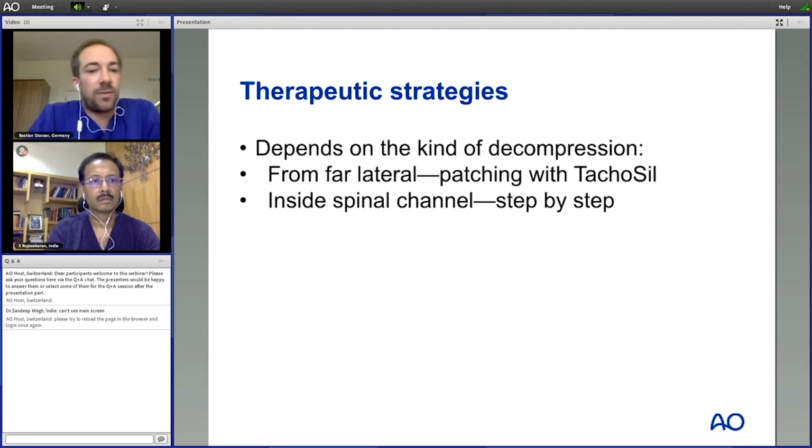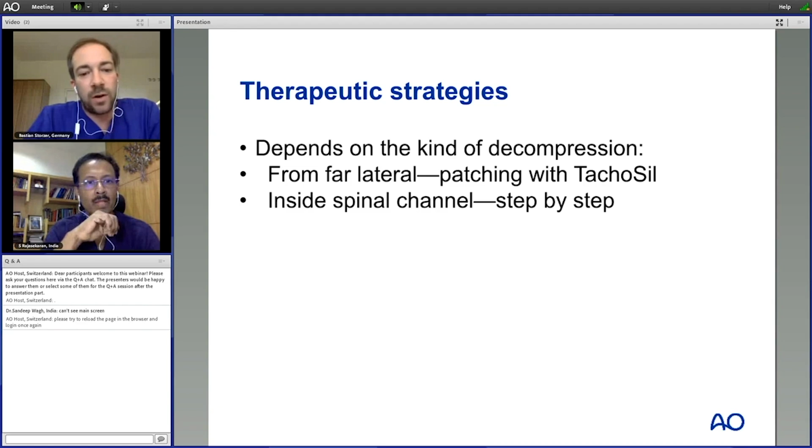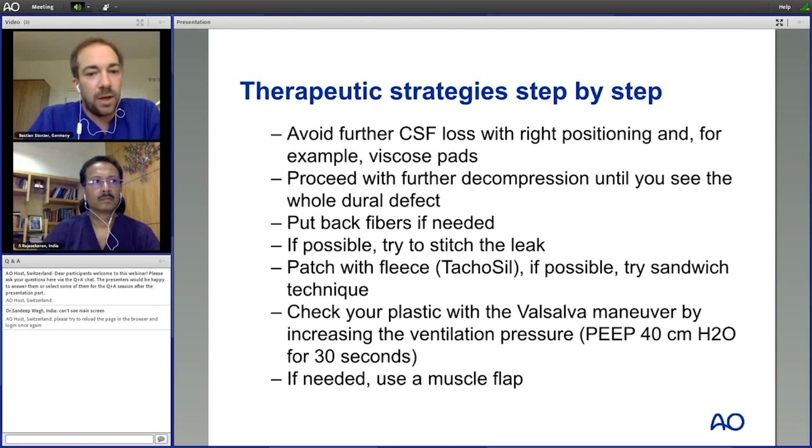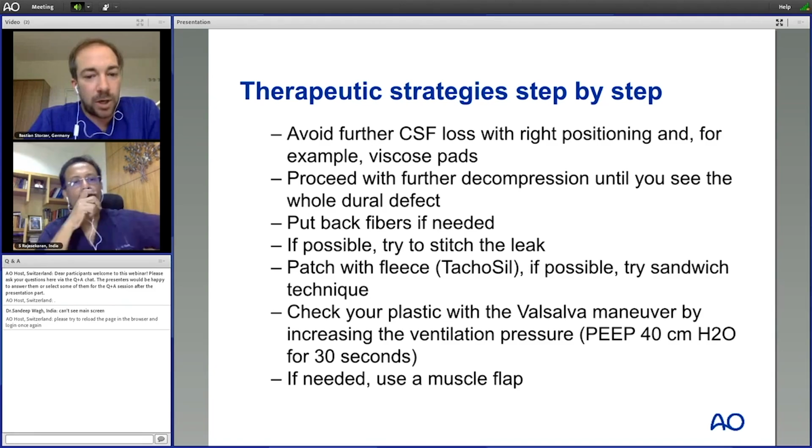The therapeutic strategies depend on the kind of decompression, as I showed before. If you come from far lateral, patching with Tachosil is often enough, because you can't see really the dura leakage, or it's only at the root. If you come inside the spinal channel, you have to do a step-by-step solution, like I show here. First, you have to avoid further CSF loss with the right positioning of the patient, and for example, with cozy pads. Then you have to take off the pressure. You have to do a further decompression, and you have to see the whole defect. Put back the fibers if needed, that we saw before as well.